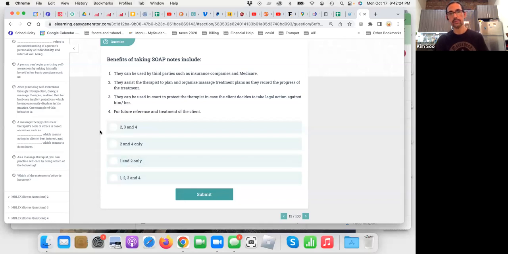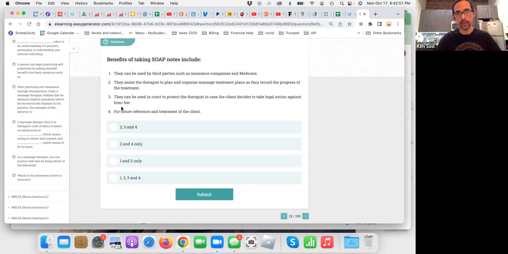Next one. The benefits of taking SOAP notes include they can be used by third parties, such as insurance companies and Medicare. They assist the therapist to plan and organize massage treatments as they record the progress of the treatment. They can be used in court to protect the therapist in case the client decides to take legal action against him or her, and for future reference and for the treatment of the client.